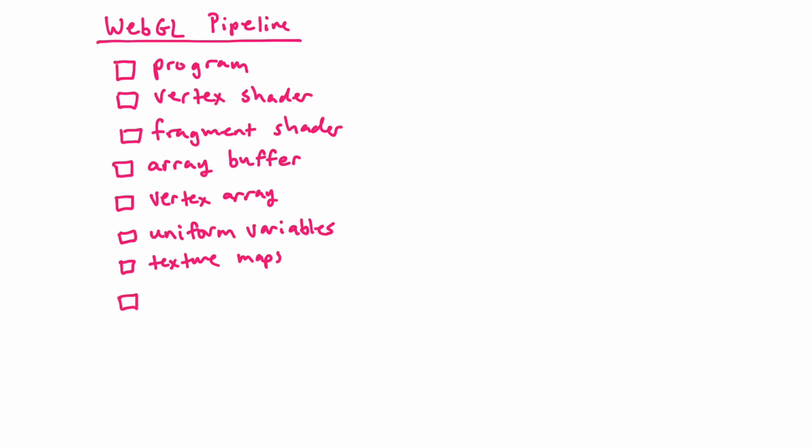And we may have to set up texture maps if we're sending in textures. We may need to set up a frame buffer if we're rendering to textures. Otherwise, we don't. And then we'll need to apply state. And state can be, what is the depth test? Or are we using blending? And so on.